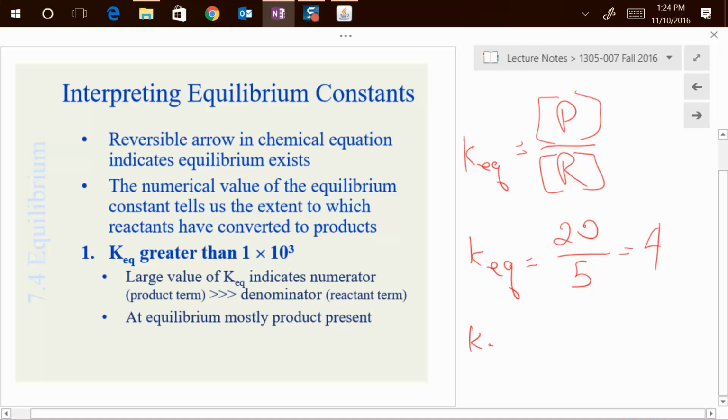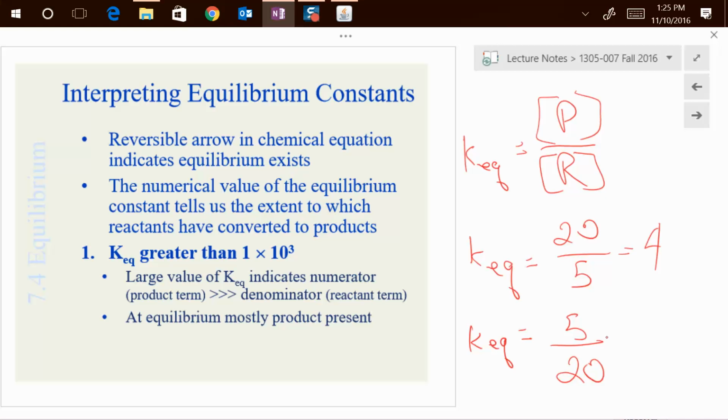Now, what if it was reversed? 5/20. Okay? Would this number be greater or less than 1? Less than 1, right? So if your KEQ is less than 1, what does that tell you?